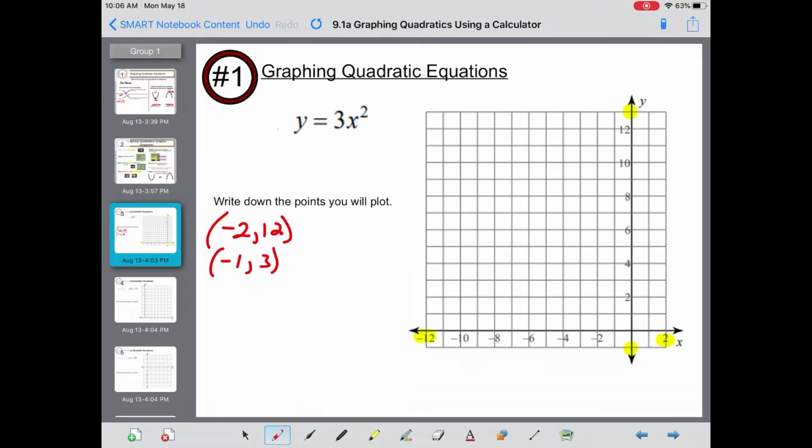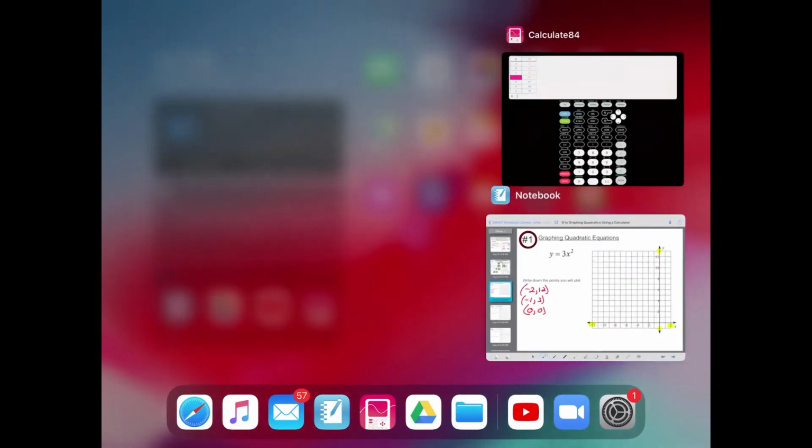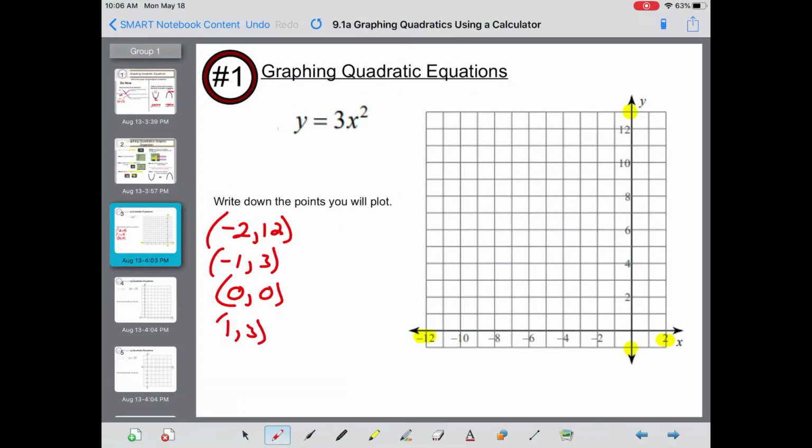So negative 2, 12. Negative 1, 3, 0, 0. What else do we got? 1, 3, and 2, 12. And let's just plot those points. Negative 2, 12, negative 1, 3, 0, 0, 1, 3, and 2, 12.